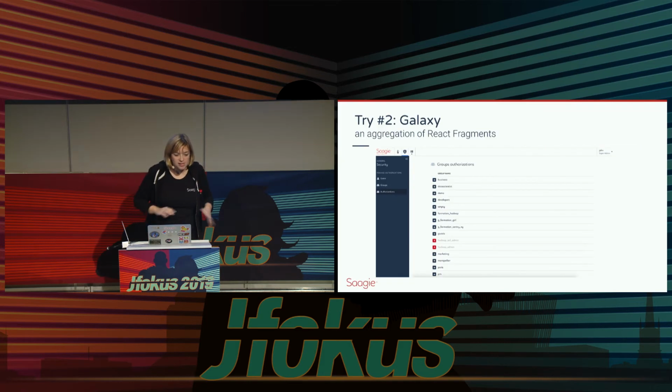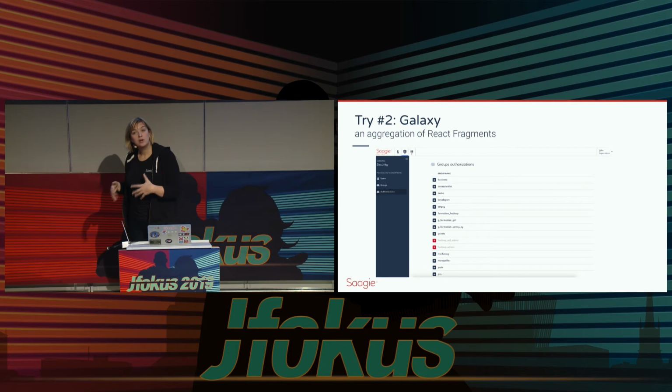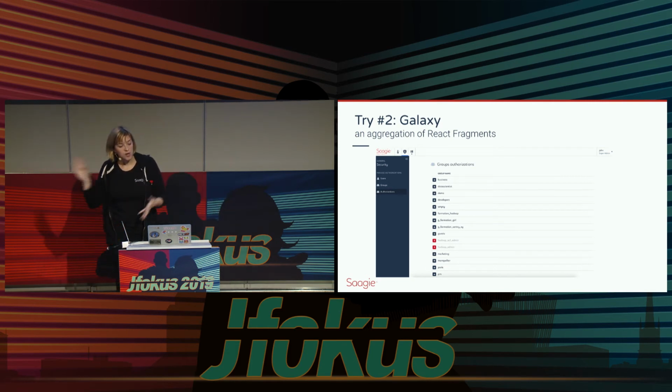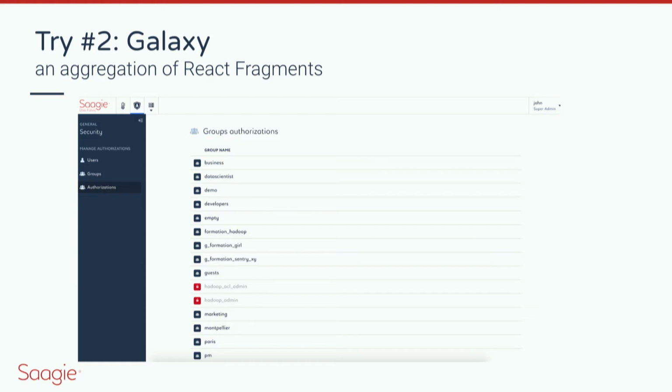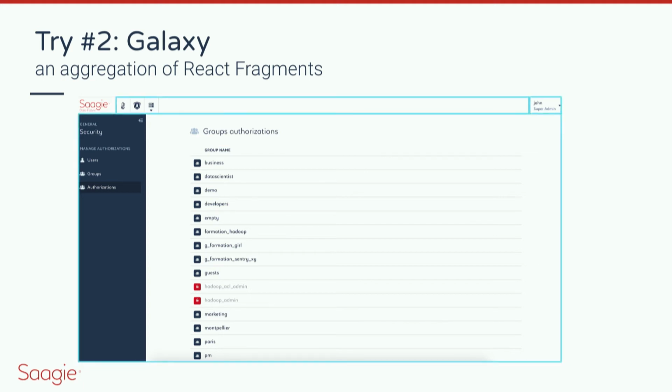So considering this, we decided to keep the two oldest applications in this version and to make another try for newer applications. So we made a second try called Galaxy, which basically is the same as the first try. Instead of having web components, we're going to use React Fragments. So the components we've seen previously are now in React. You're not seeing the primary nav component because we are not in a platform-related application, but it's still there.